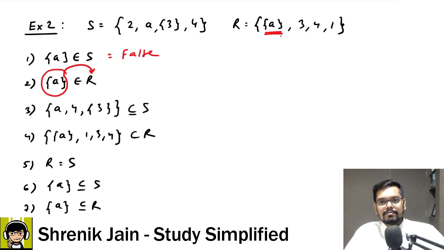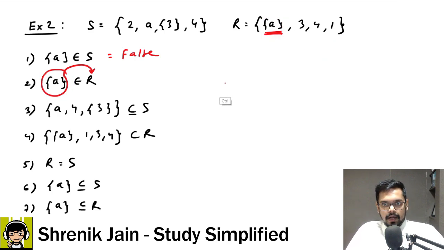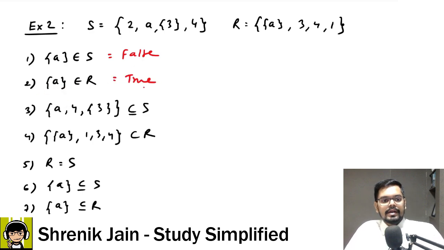Set A is behaving as an element. This is element 1, this is element 2, this is element 3, this is element 4, right? So set A is behaving as one of the elements in R. So it belongs to R, right? This element belongs to R. This is true. Easy. Now you are getting it. Very easy topic. No need for confusion.